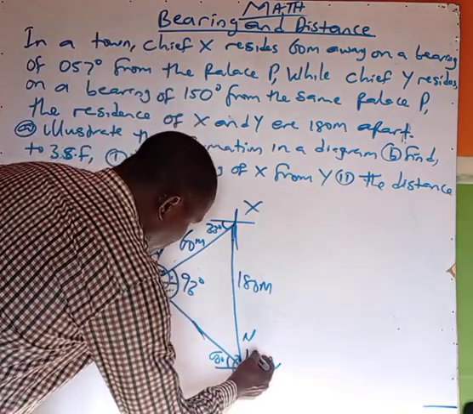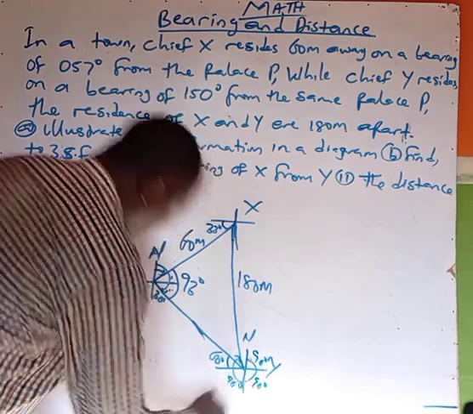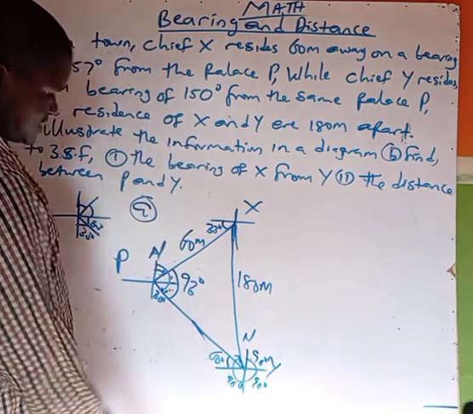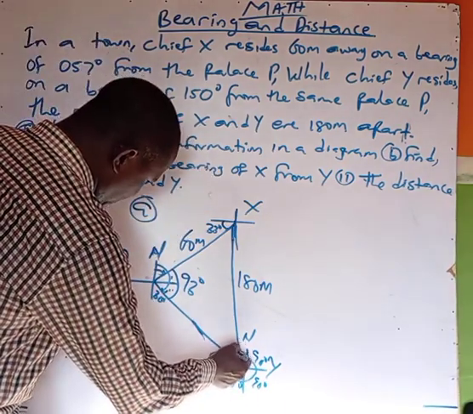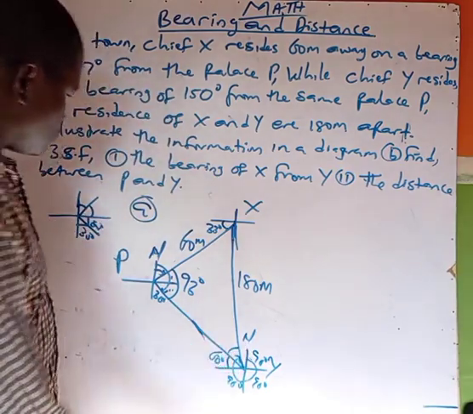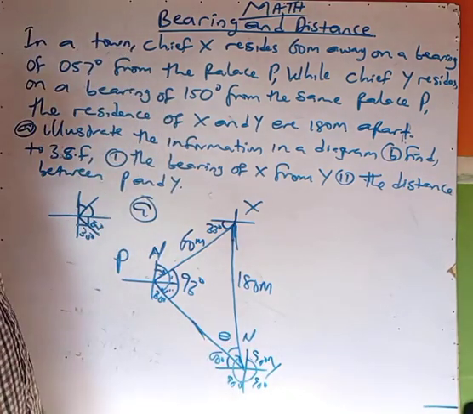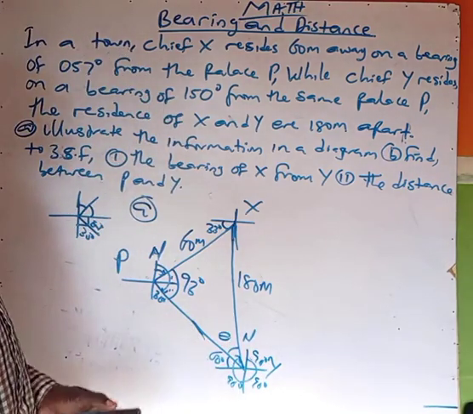So this part is 90 degrees, 90 degrees, 90 degrees. This part is 60. So we need to know this part. So it remains this part that we want to know. You can call this angle theta. So let's calculate it. How are we going to calculate this angle now?